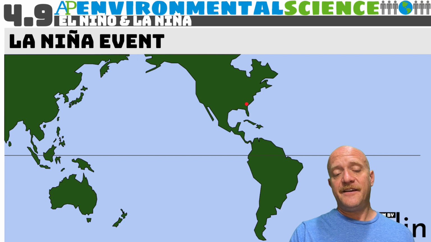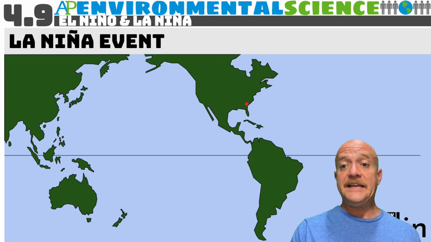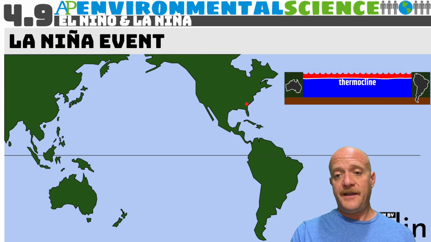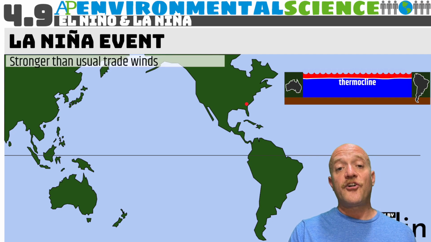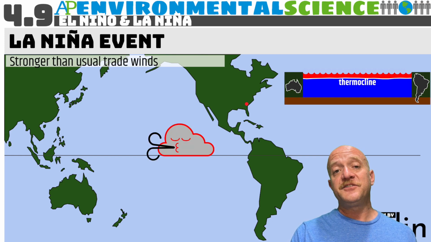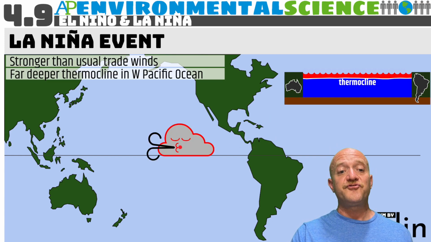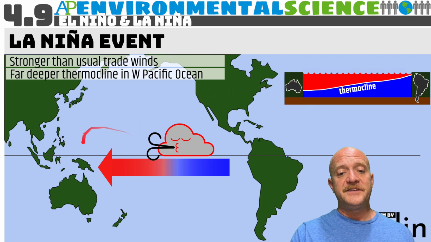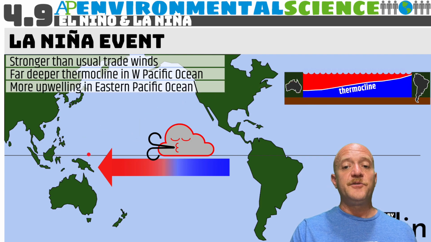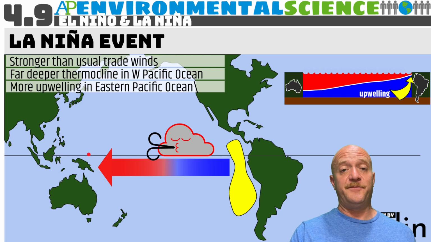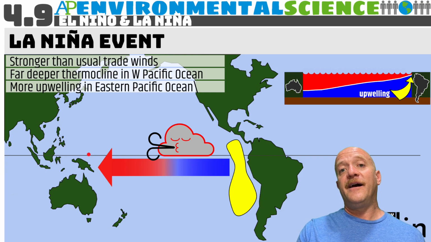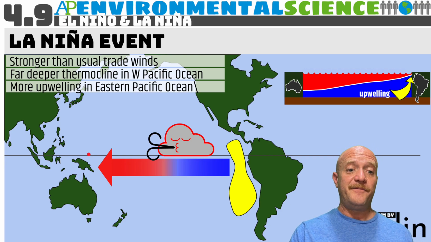Now, during a La Nina event, so we have El Nino and La Nina. In a La Nina event, again, you have that normal thermocline, and this has stronger than usual trade winds. So instead of just blowing at a regular speed, they're blowing even stronger. So the thermocline is going to be far deeper. Now, this is exaggerated, but the thermocline is going to be far deeper in the western Pacific Ocean, which means there's going to be much more upwelling in the eastern Pacific Ocean, bringing with it more nutrients, bringing with it more intricate food webs as well.